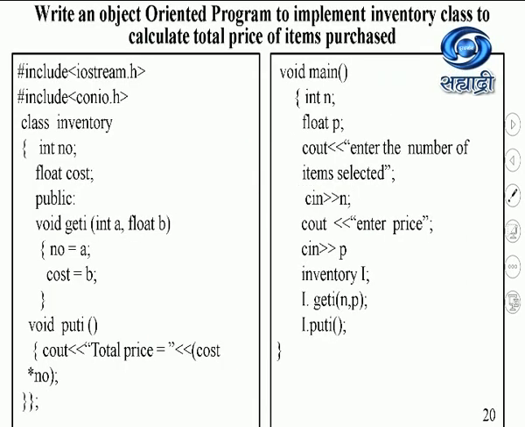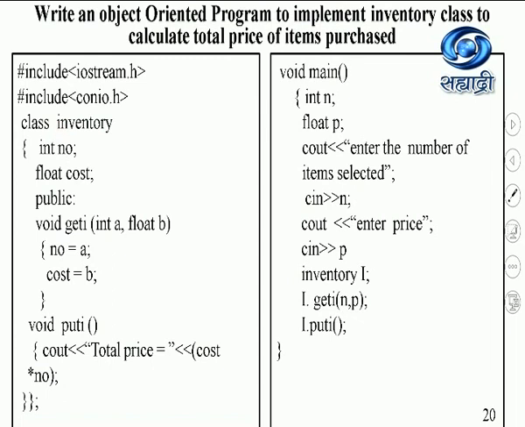Next one is: write an object-oriented program to implement an inventory class to calculate the total price of the items purchased. Now, when they ask you to write an object-oriented program, you must include a class. If they say implement a class, then again you should write a program with classes and objects. Or if they say write an object-oriented program, you must use a class. So here I have used a class inventory.